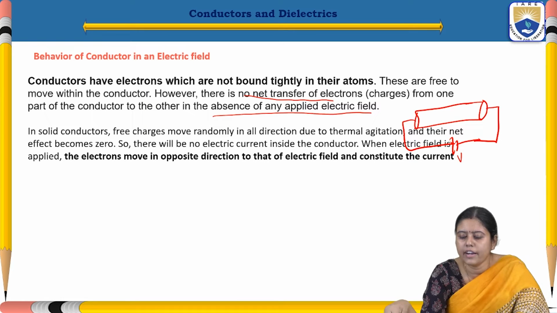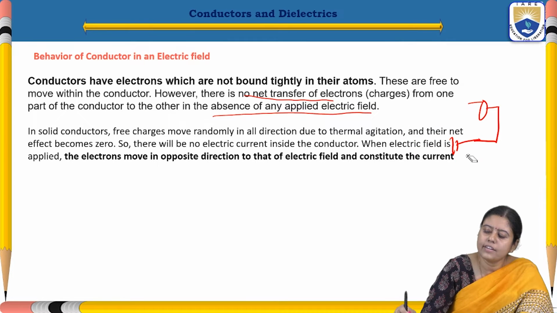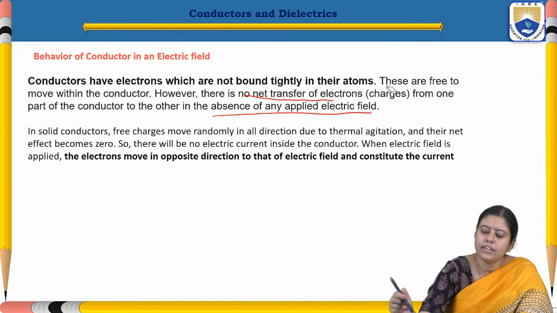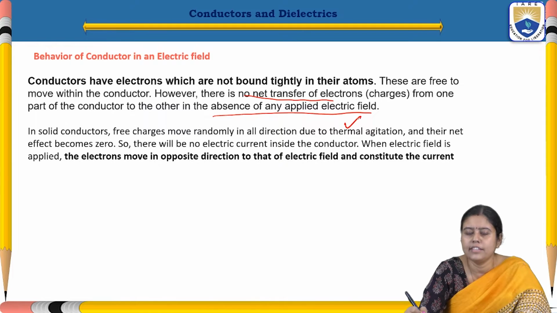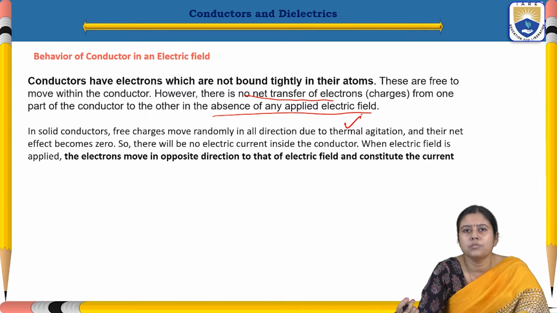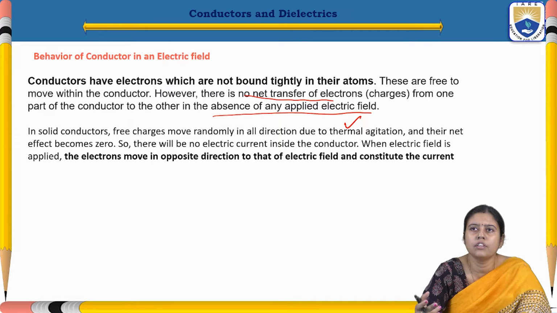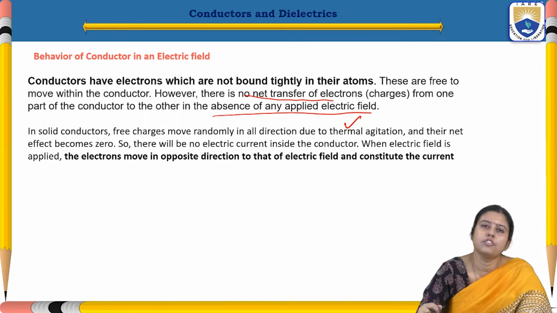In solid conductors, now conductors may be solid, may be liquid. So in solid conductors, free charges move randomly in all directions during thermal agitation. We know this process: due to the thermal agitation, the free charges in solid conductors will move in all directions, but their net effect becomes zero.